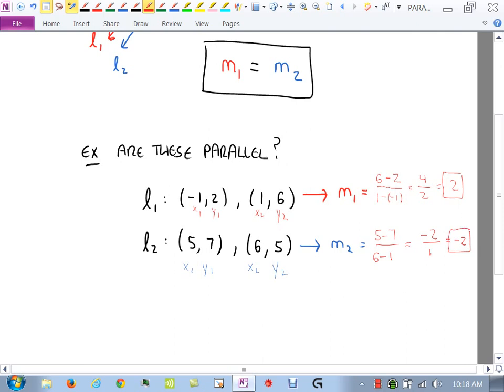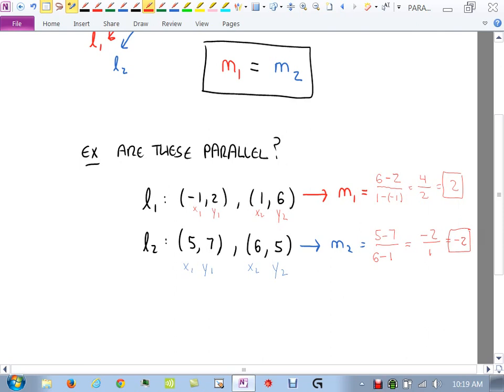You should get 2 for the first one and -2 for the second one. Are they parallel? Yes? Is 2 equal to -2? No. 2 is equal to 2, right? 2 is not equal to -2. So these lines are not parallel.